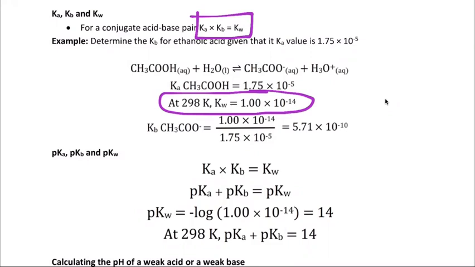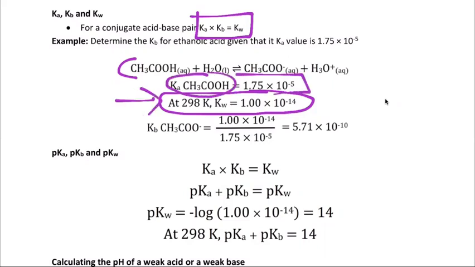If they give you Kb and they want Ka, you can use this. You just plug them in and rearrange it to solve for the missing one. So they've given us this reaction. We can see the weak acid is ethanoic acid. And so they tell us the Ka of this weak acid, here's the Ka value.